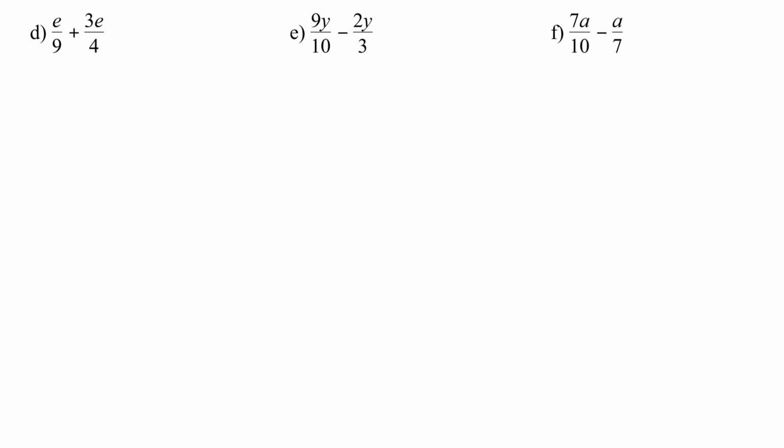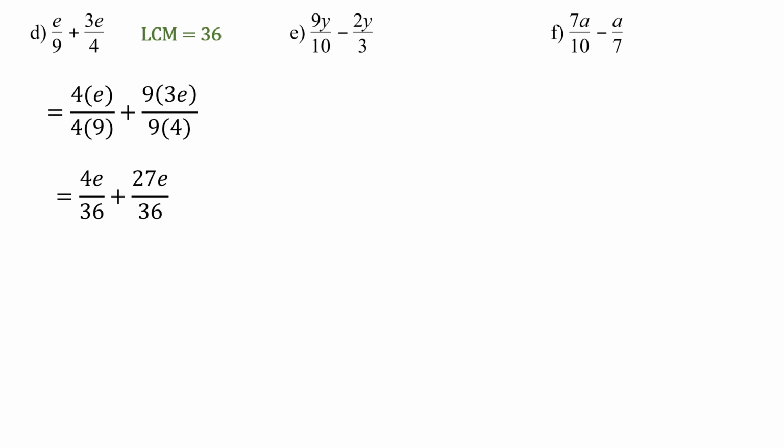Same thing on this page. We need to multiply both numbers. So we have a 9 and a 4, lowest common multiple of 36. The 9 needs to be multiplied by 4, and the 4 needs to multiply by 9. And you have to do the same thing to the top. So we have 4e plus 27e, which gives us 31e over 36.